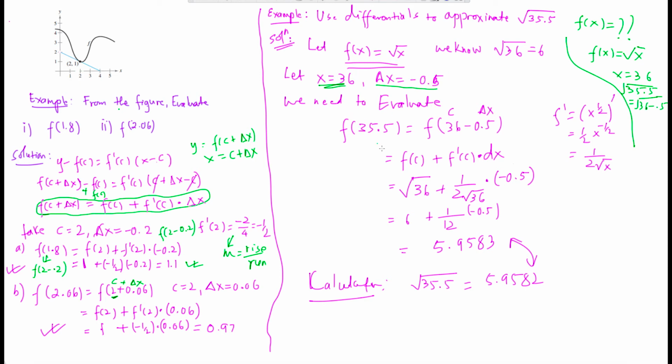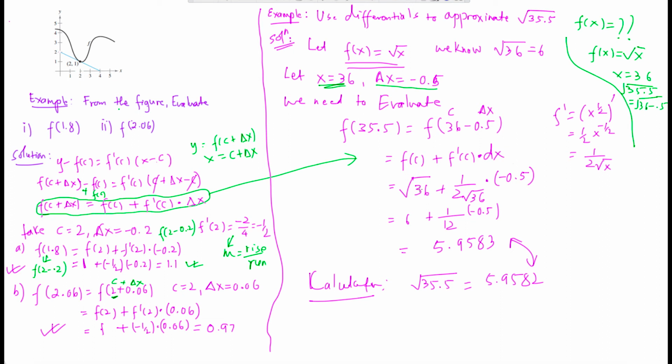So we need to evaluate f of 35.5 because f of x is root x. You want to find f of 35.5, which is the same as f of 36 minus 0.5. But this is like c plus delta x, where delta x is negative 0.5, right? So the formula is f of c, the same formula here, f of c plus f prime of c times dx or delta x. It's the same thing. Here I use delta x, here I use dx.